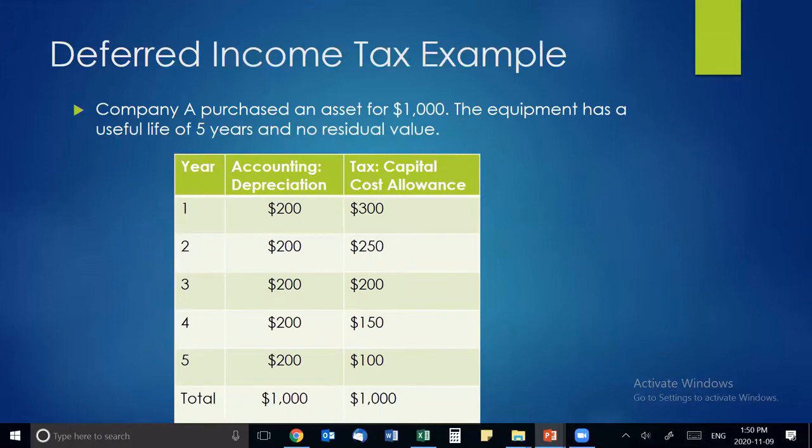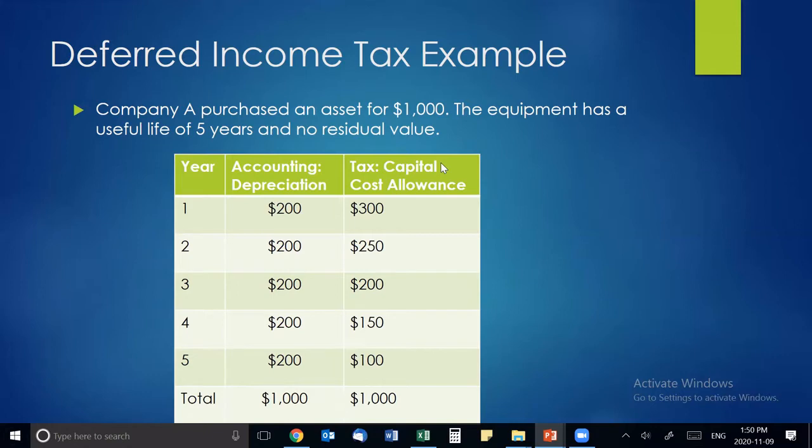Okay. So I have an example here where company A purchased an asset for $1,000. The equipment has a useful life of 5 years and no residual value. So under accounting depreciation, $1,000 divided by 5 years is going to be $200 per year, right? And then at the end of 5 years, you're going to have deducted the full $1,000.